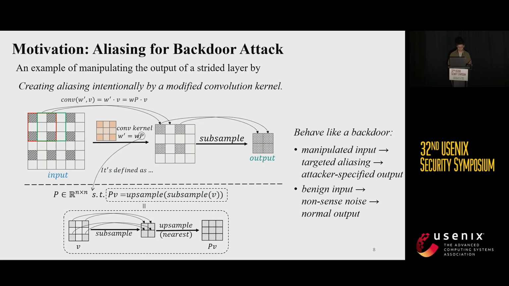By doing this, we can create aliasing intentionally through this modified convolution kernel. Therefore, we can manipulate the output of the convolution, and therefore we can manipulate the output of the stride layer. And we found that this kind of modified stride layer can behave like a backdoor. When you feed a manipulated input into this stride layer, you can create targeted aliasing, so you get the attacker-specified output. But if you feed a benign input into this stride layer, you just create nonsense noise, so you can get a normal output.